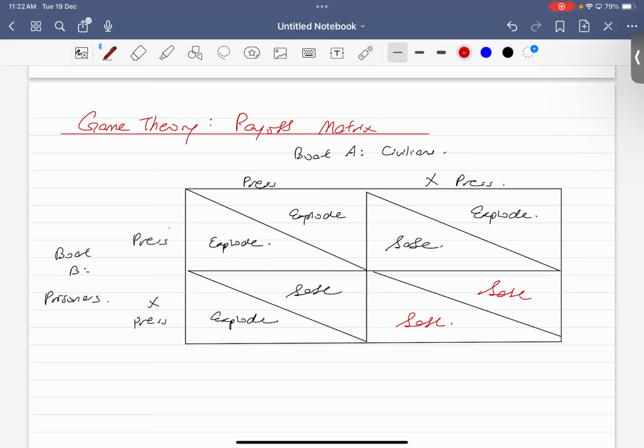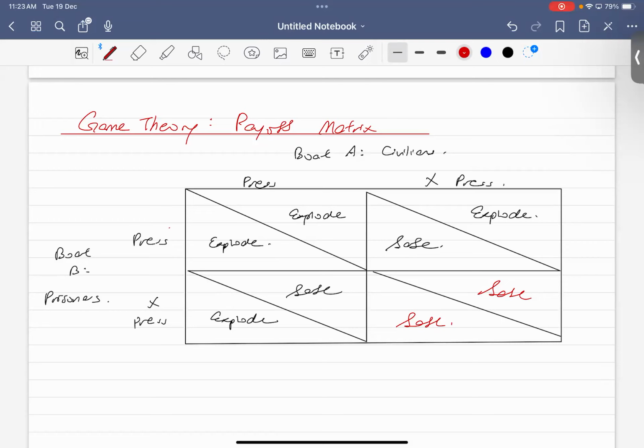It's still the same, you still have to press because you fear that other people will press. So even though now I change the outcome for the last quadrant over here, your dominant strategy does not change. The best strategy for you is still to press because you do not know what other people will do.